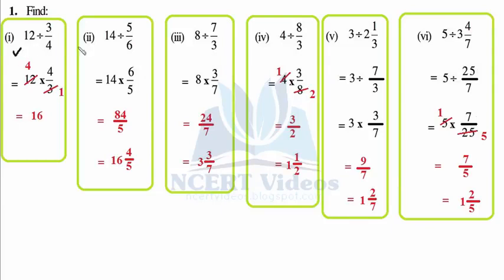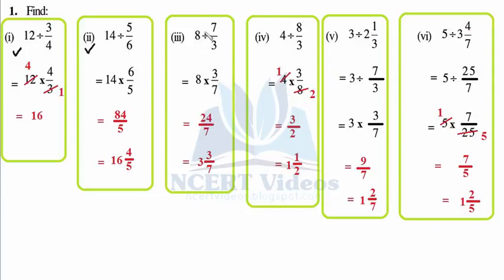Second, we write 14 as it is. Divide is converted to multiplication and the fraction is flipped. 5 by 6 becomes 6 by 5. That is numerator to denominator, denominator to numerator. Now 14 6s are 84 over 5. Now it is improper. You have to change it to proper. So 5 16s are 80 and 4 by 5.